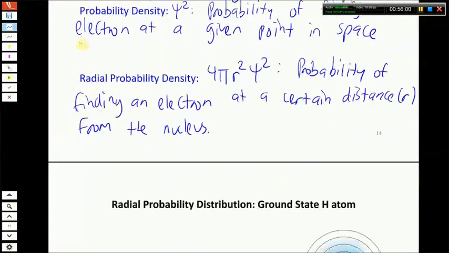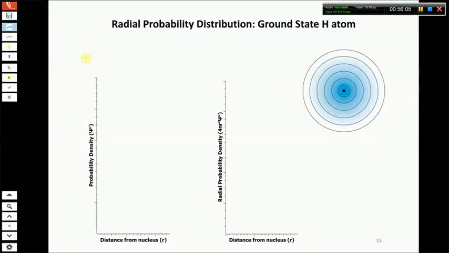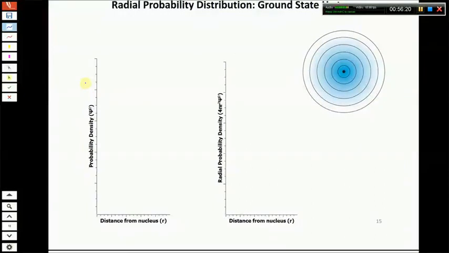All right, so let's look at some graphs and how these look for the ground state hydrogen atom. We'll have more of these plots next time when we talk about other types of orbitals. But the one that we have for the ground state hydrogen atom has this form here. What's a little bit counterintuitive, and will hopefully make sense as I explain it more, is if we look at the probability density, which is psi squared, that's going to be on our y-axis. So psi squared on the y-axis, and then r on the x-axis.